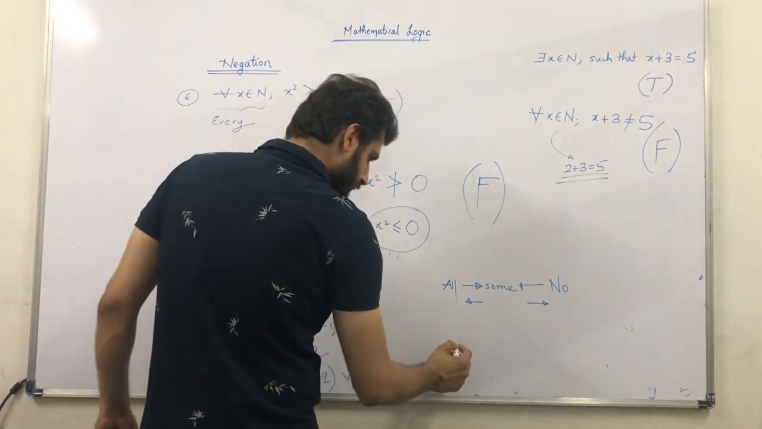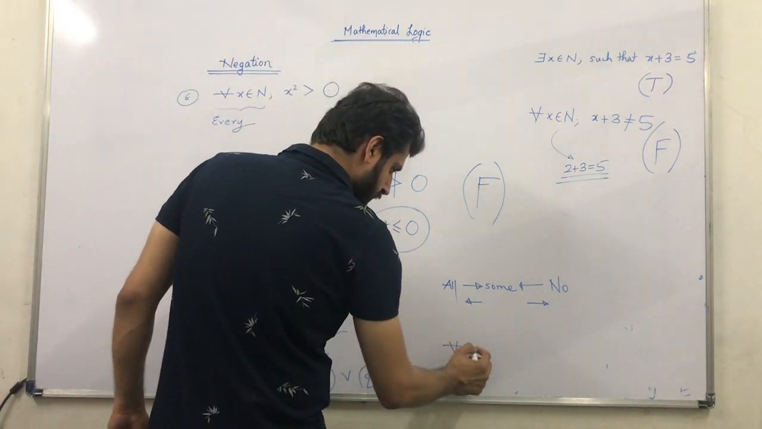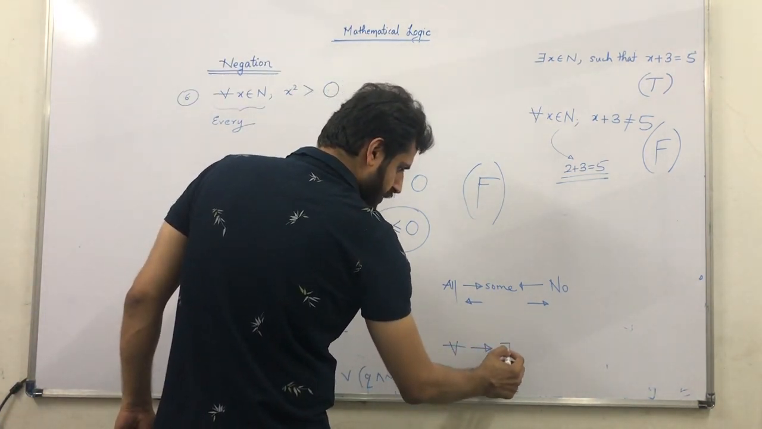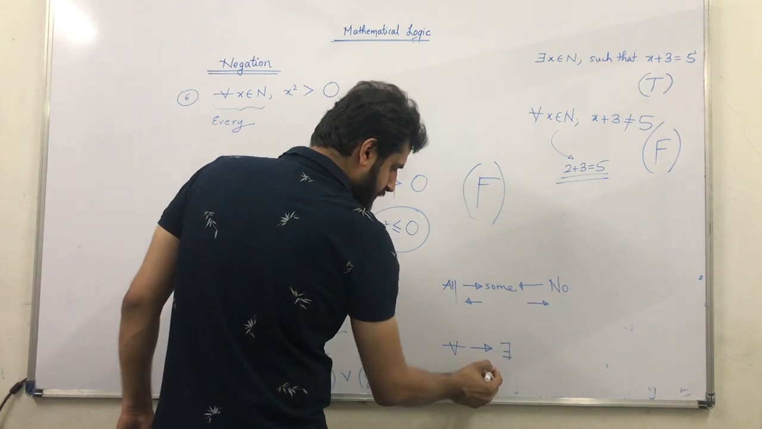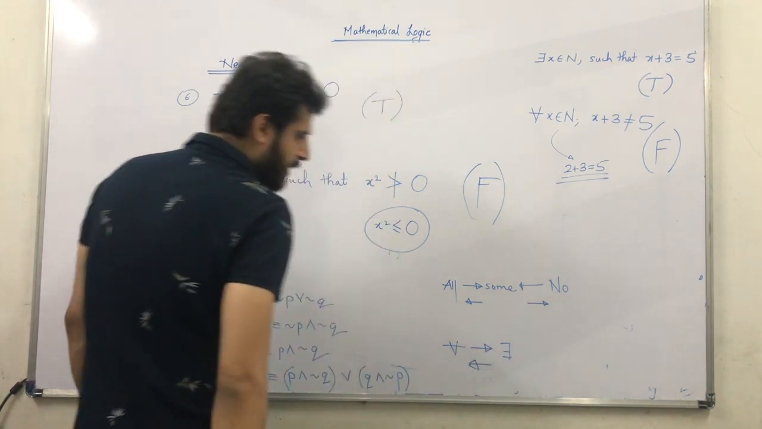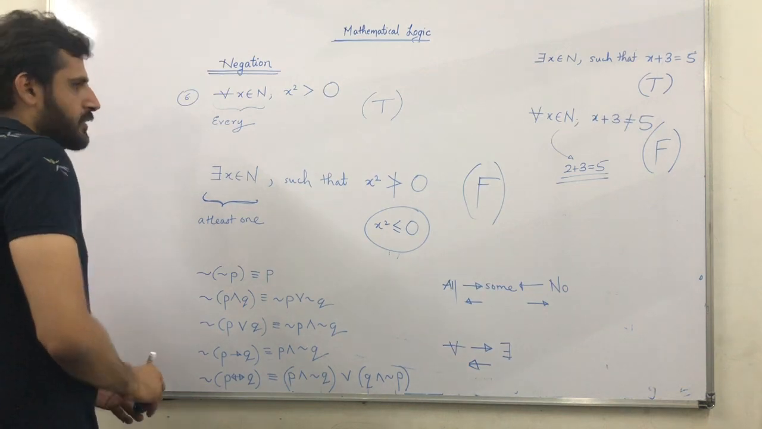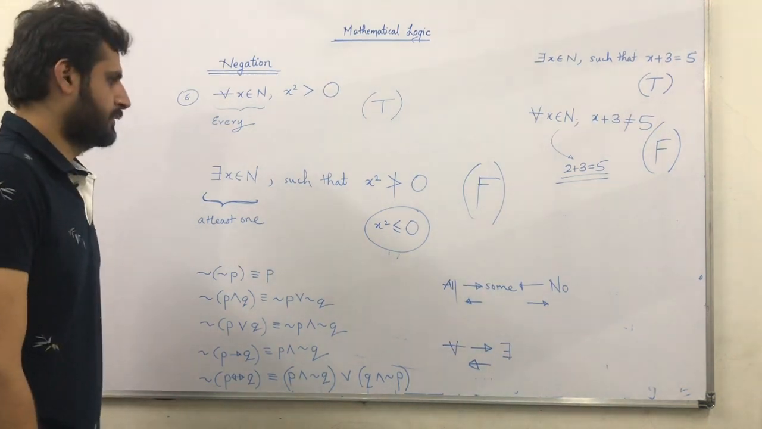For all can be taken as existential quantifier, and in return existential quantifier should be replaced by for all in negation. Okay.